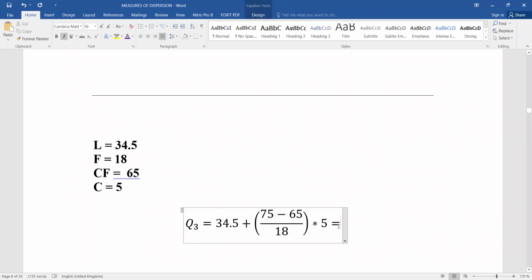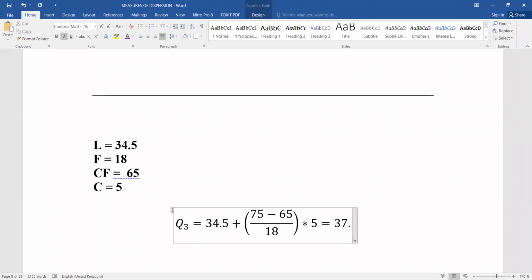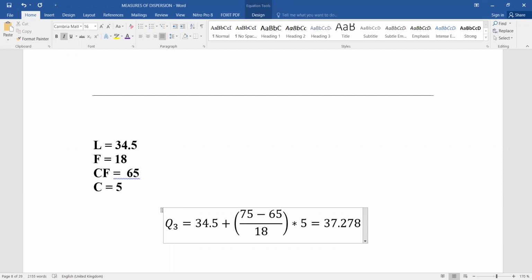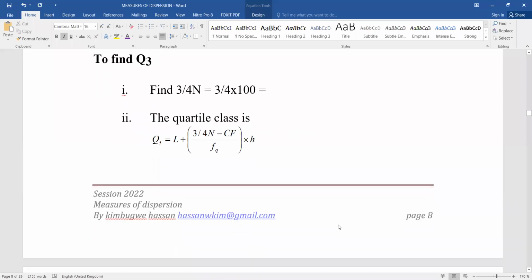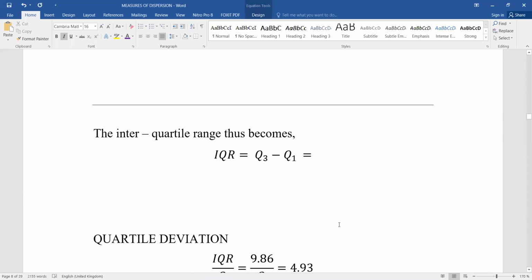Elizabeth is saying we have 37.278. Let us work with 3 decimal places. 37.278. So that is how we get the quartile.